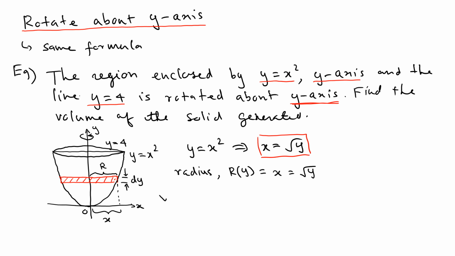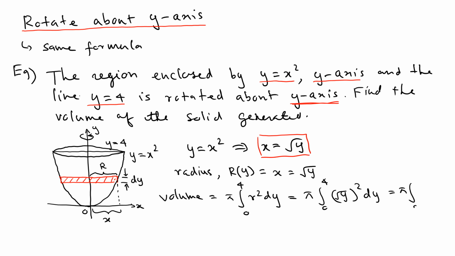Now we can have the volume. So the volume is, as before, pi times the integral going from 0 to 4. Those are the y limits, and the radius squared dy. So it is pi, 0 to 4, the radius is square root y, you have to square that, dy. So you can see it is simply pi, integral from 0 to 4 of y dy.